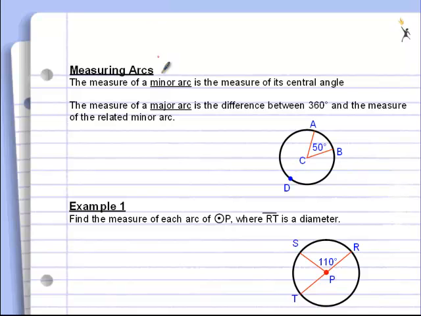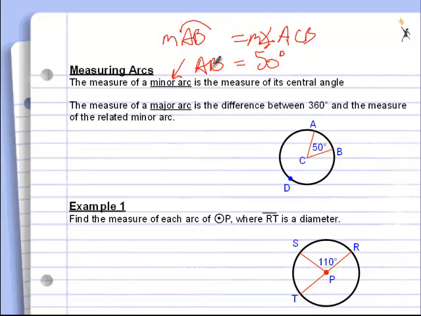And now we're talking about measuring arcs. The measure of a minor arc, remember a minor arc is less than 180, is the measure of its central angle. Really simple. The arc is equal to the angle. The measure of the arc is equal to the measure of the angle. In this case, in our little drawing down here, angle ACB equals 50 degrees, which means that arc AB also equals 50 degrees. They're the same.